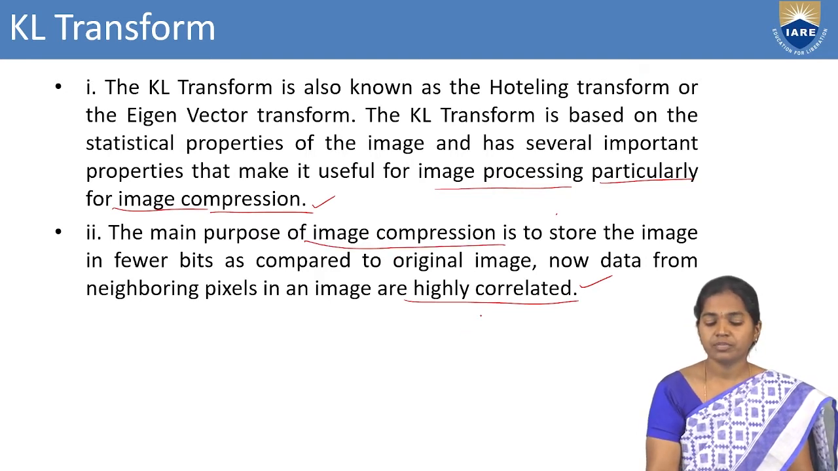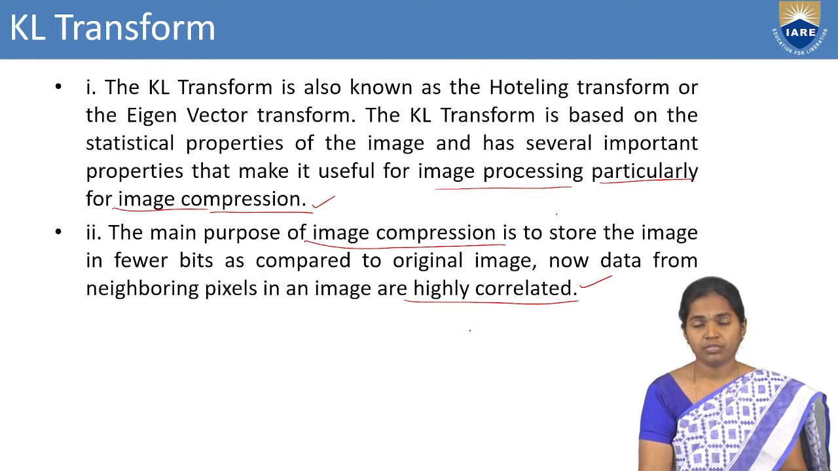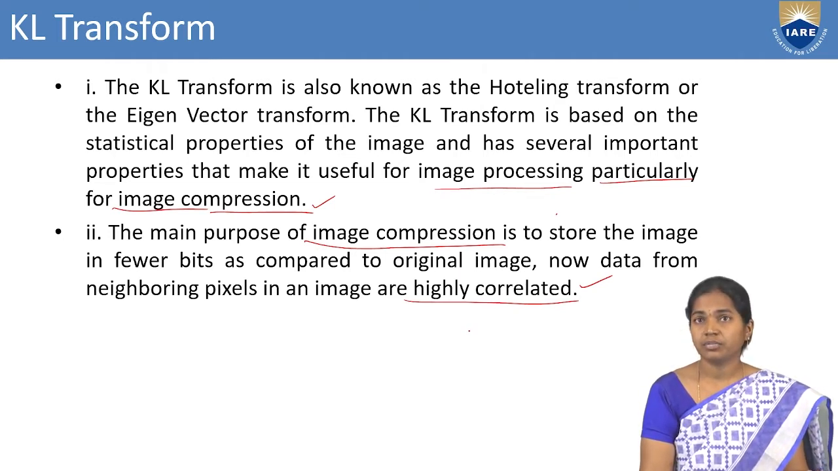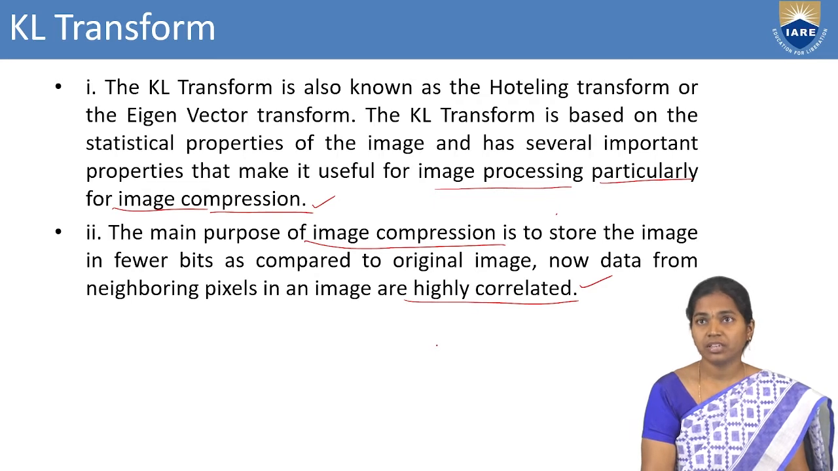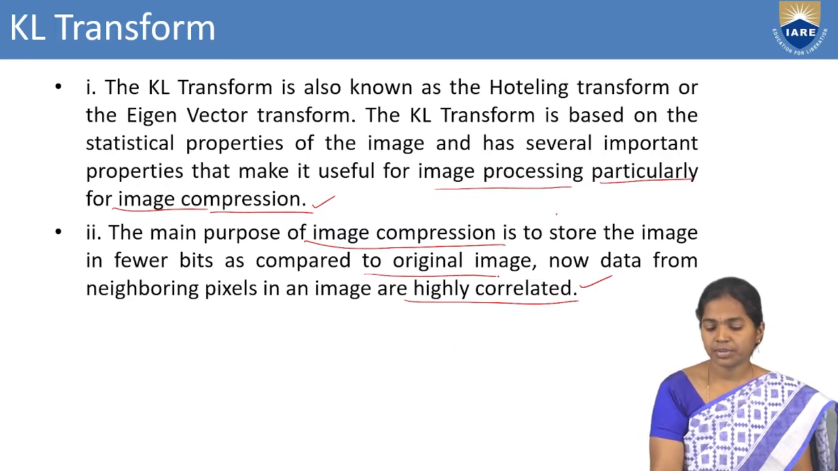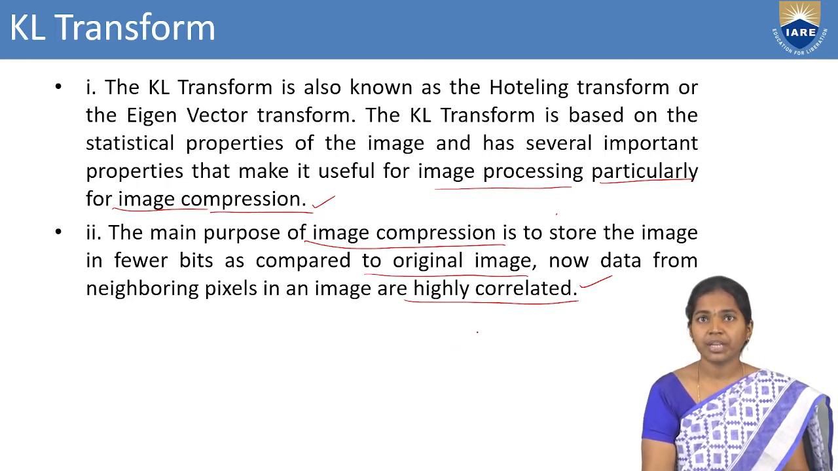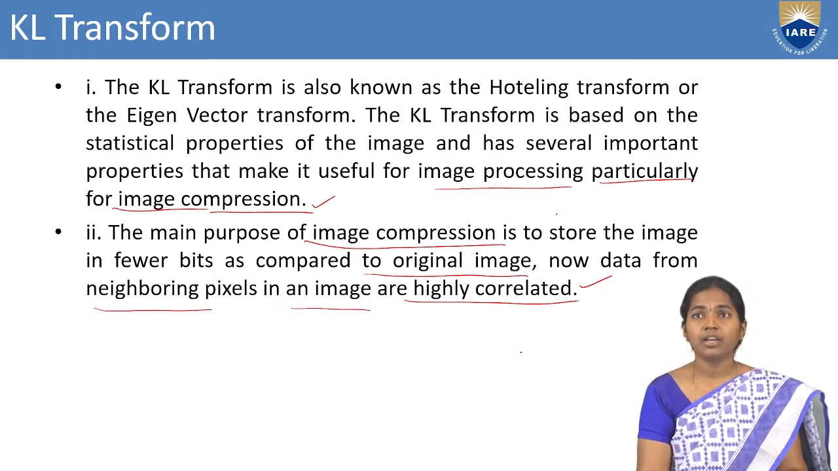The main purpose of image compression is to reduce the number of bits we are using for transmission. So we can reduce the number of bits in the original image. The main purpose of image compression is to store the image in fewer bits as compared to the original image. Now, data from neighboring pixels in an image are highly correlated.